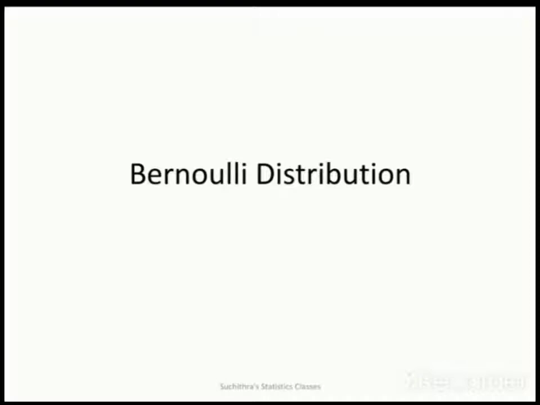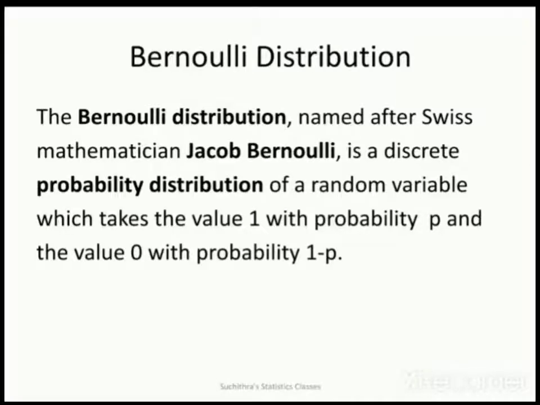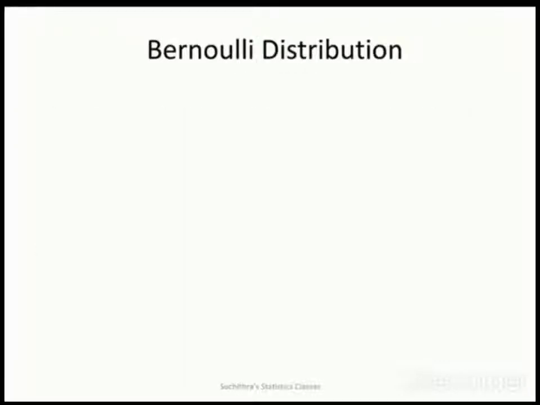Today we are going to discuss the Bernoulli distribution. The Bernoulli distribution, named after Swiss mathematician Jacob Bernoulli, is a discrete probability distribution of a random variable which takes the value 1 with the probability p and the value 0 with the probability 1 minus p.